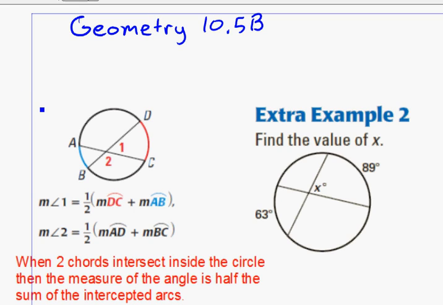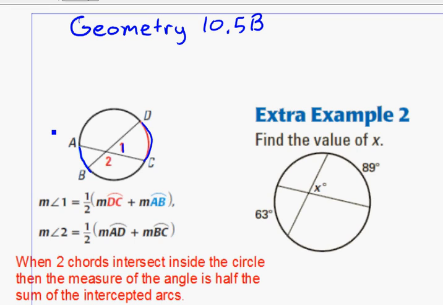So we have arc AB and arc DC. When two chords intersect inside the circle, the measure of the angle, in this case angle 1, is half the sum of the intercepted arcs. So to find the measure of angle 1, I would take 1/2 the measure of arc DC plus 1/2 the measure of arc AB.